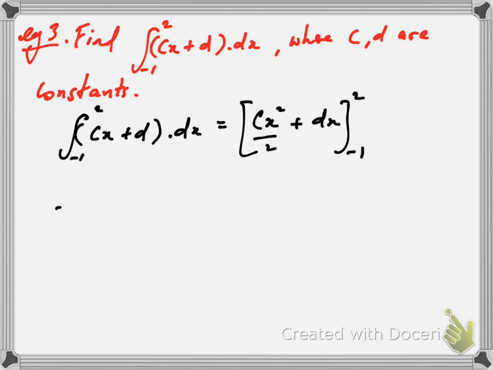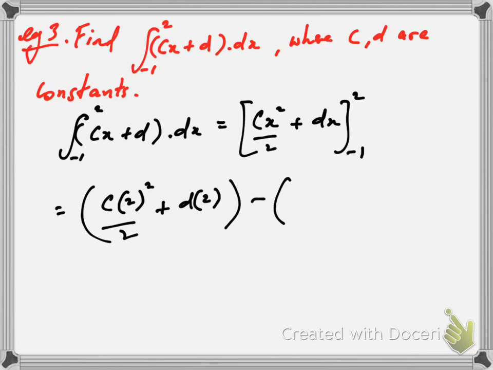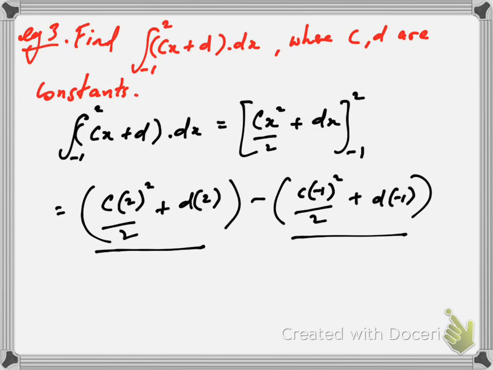So that will give you c times 2 squared over 2 plus d times 2, minus c times negative 1 squared over 2 plus d times negative 1. So what I'm doing is I'm substituting the upper limit here in place of x and the lower limit in place of x over here.